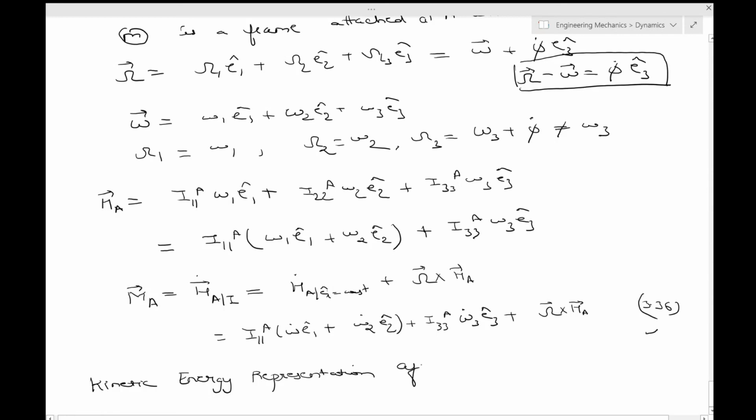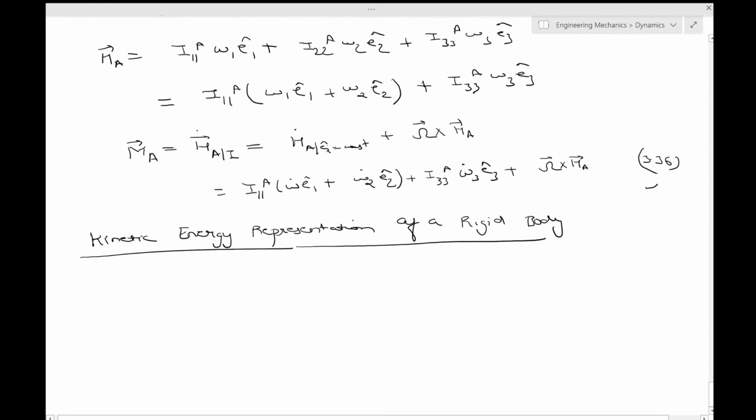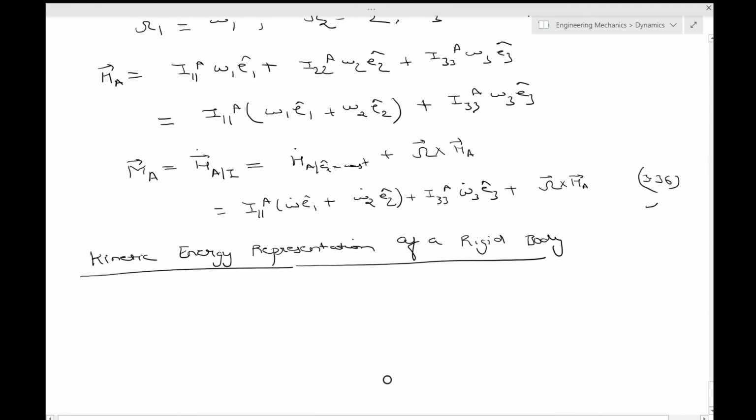We are writing of a rigid body all the time, sometimes missing, but it's quite obvious that this course is entirely about rigid bodies. So maybe if I miss a couple of times, it's not a problem.